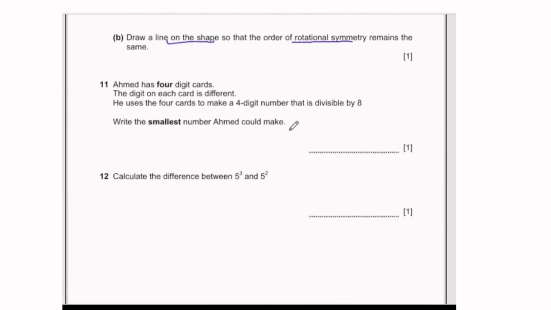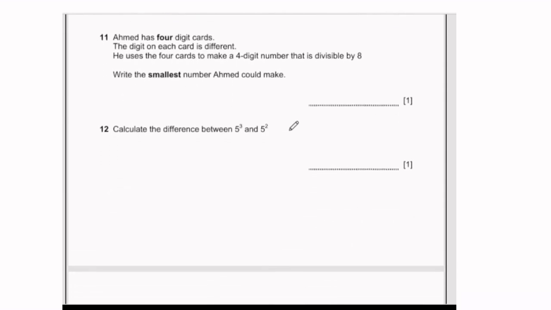Number 11. Ahmed has 4 digit cards. The digit on each card is different. There are 4 cards, and the digit on each card is different. Always remember to underline the keywords. So there are 4 cards, 1, 2, 3, 4, right? And their numbers are different. He uses the 4 cards to make a 4-digit number that is divisible by 8. Write the smallest number that Ahmed could make.